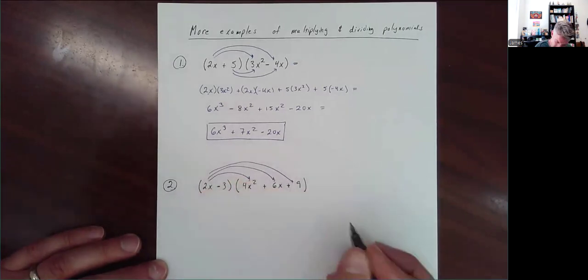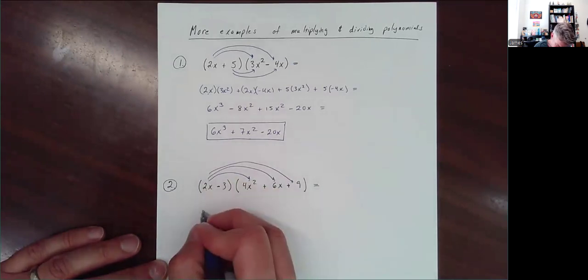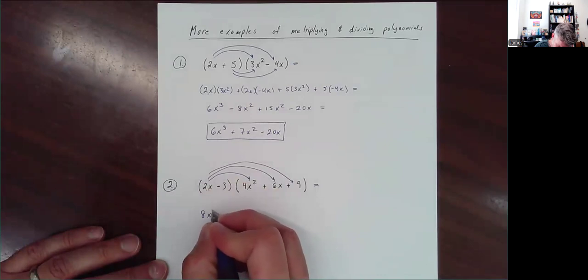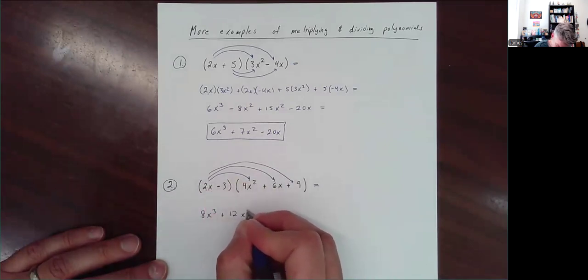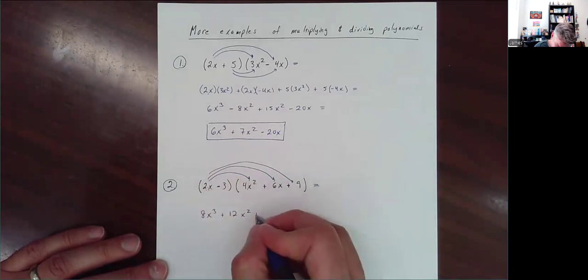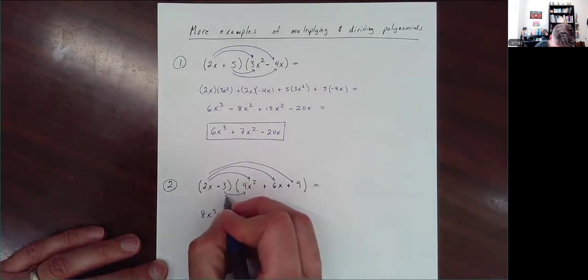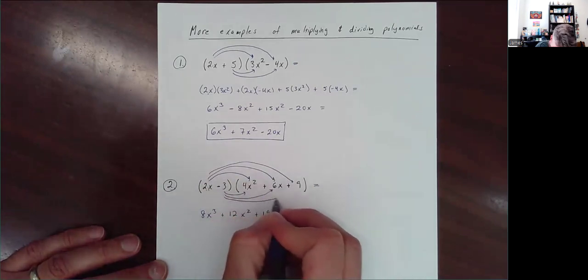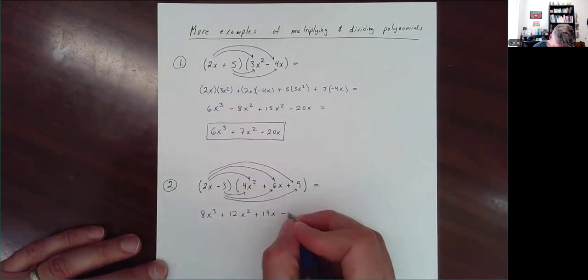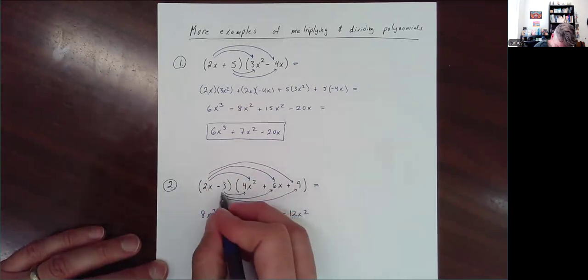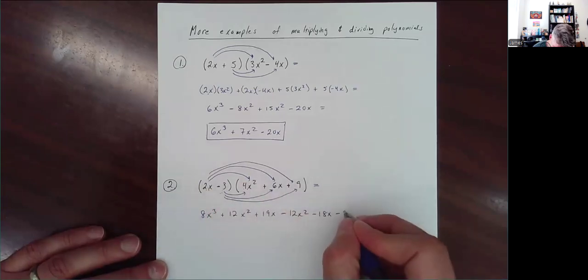And actually I'm not going to write down the intermediate step. I'm just going to do it. So 2x times 4x squared, 2 times 4 is 8. X times x squared is x cubed. 2x times 6x is going to be 12. X times x is x squared. 2x times 9 is 19x. And then I have negative 3 multiplied by each of these things. So I'm going to get minus 3 times 4x squared is minus 12x squared. Minus 3 times 6x is minus 18x. And minus 3 times 9 is minus 27.